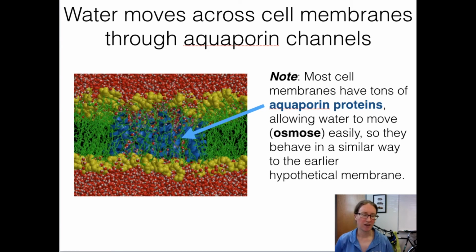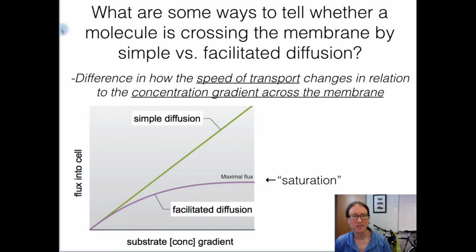Okay, so now we're going to come to a more theoretical sort of question, which is, what are some ways to tell whether a molecule is crossing a membrane using simple diffusion versus facilitated diffusion? So one method for telling is to look at the relationship between the concentration gradient, so the relative amounts of how much stuff is on one side versus the other, versus the speed at which stuff moves across that membrane. And the fancy term for that is flux. Okay? So, and here's the key giveaway.